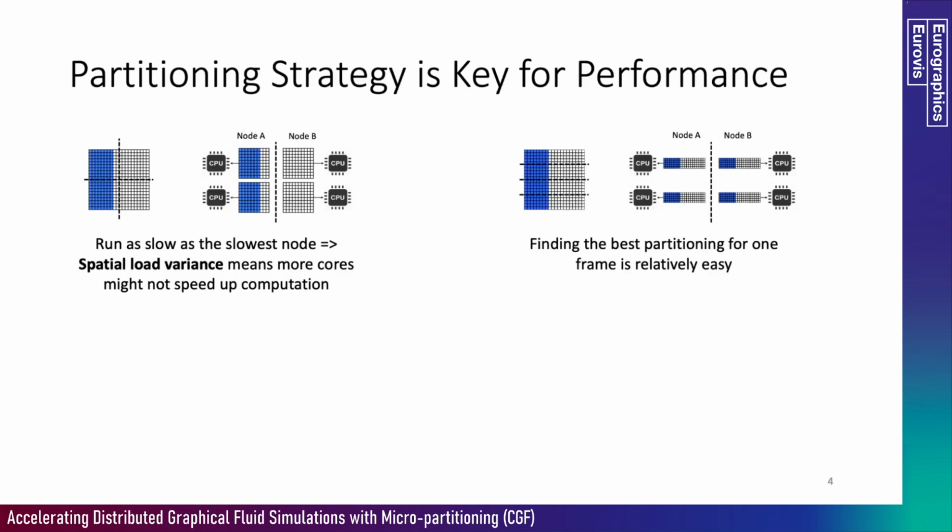We can tackle the spatial load variance by drawing horizontal lines to partition the region. In this case, the computation is evenly distributed to two nodes. The computation time will ideally be cut to half.